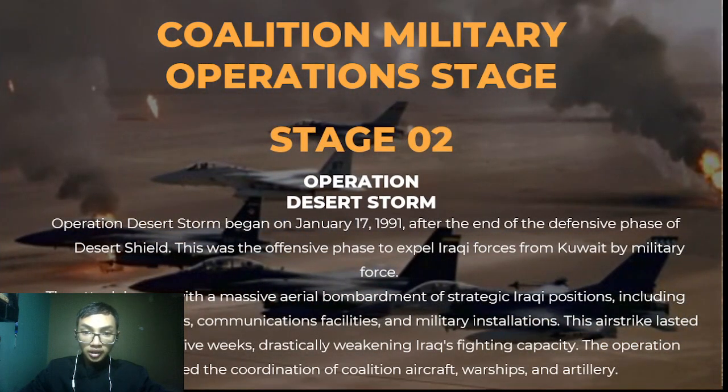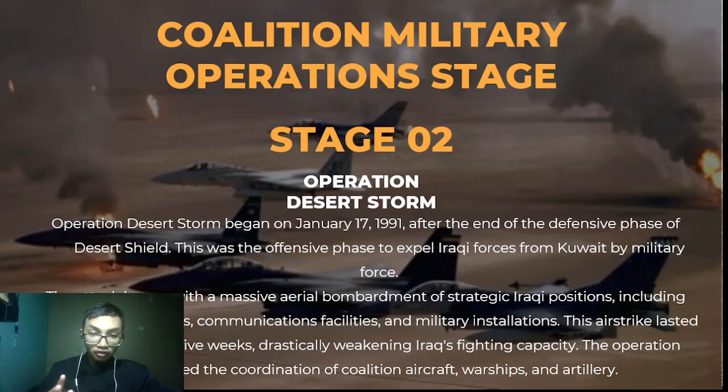The second stage is Operation Desert Storm, which began on January 17, 1991. After the end of the defensive phase of Desert Shield, this was the offensive phase to expel Iraqi forces from Kuwait by military force. The attack began with a massive aerial bombardment of strategic Iraqi positions, including command centers, communication facilities, and military installations. This airstrike lasted for more than 5 weeks, drastically weakening Iraq's fighting capability.